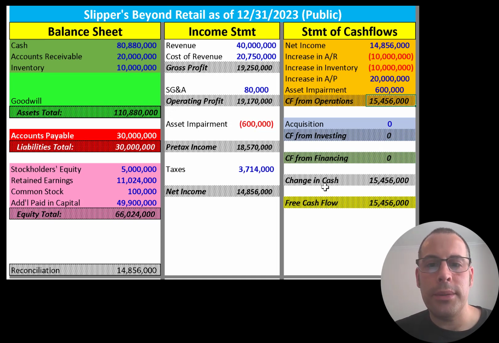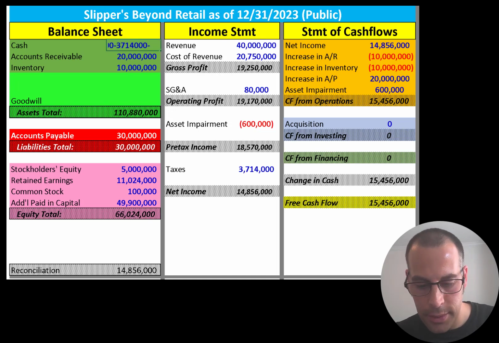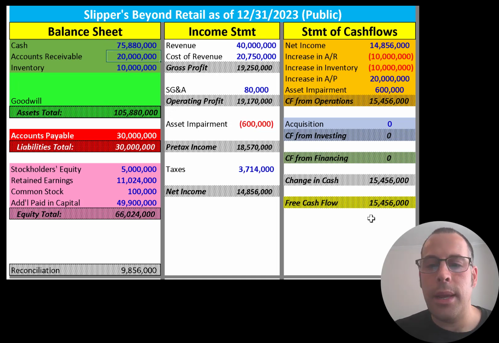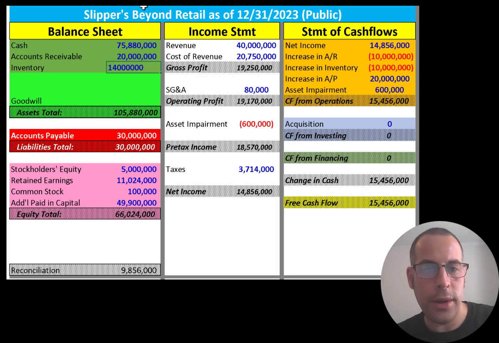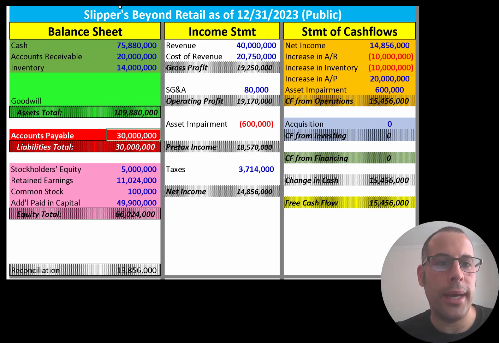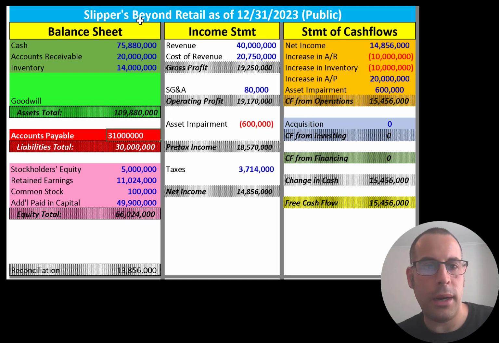The company is doing well, so we want to acquire another company. We're going to acquire Sandals Beyond Retail, and we're going to give them $5 million for the acquisition. We're going to pay all cash. So we reduce our cash, $5 million, and we take their entire company's balance sheet and put it onto ours. They just have two things on their balance sheet. They have $4 million of inventory and $1 million of accounts payable. So we add $4 million to inventory, because we take their inventory, and we add $1 million to accounts payable, because we take on their debt.